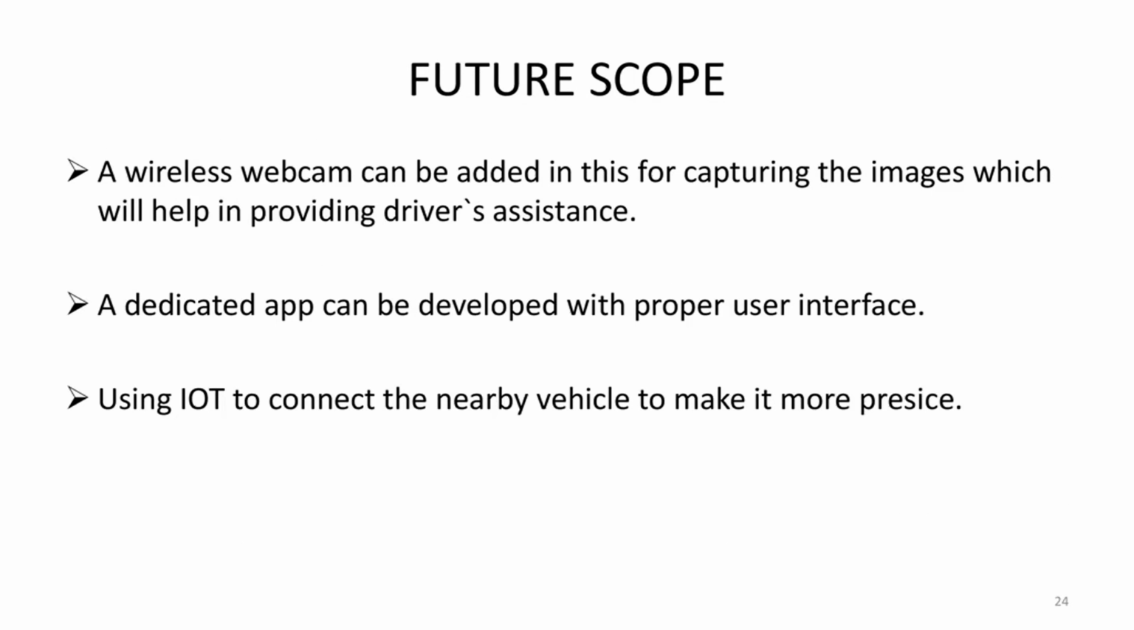These are some of the future scopes which will make the existing system more advanced and more useful to the people. A wireless webcam can be added for capturing images, which will help in providing driver's assistance. A dedicated app can also be developed with a proper user interface. IoT can also be used in this system to connect nearby vehicles to make it more precise.